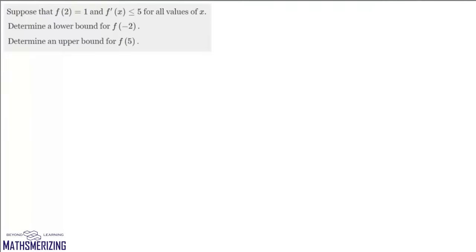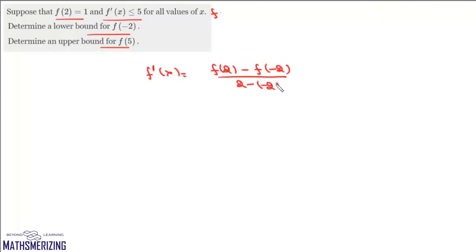Now here the question is, suppose f(2) is 1 and f'(x) is less than or equal to 5, and it should also say this function f is continuous and differentiable. We need to find a lower bound for f(-2) and an upper bound for f(5). Now we can write f'(x) equals (f(2) minus f(-2)) upon (2 minus (-2)) from Lagrange's mean value theorem.